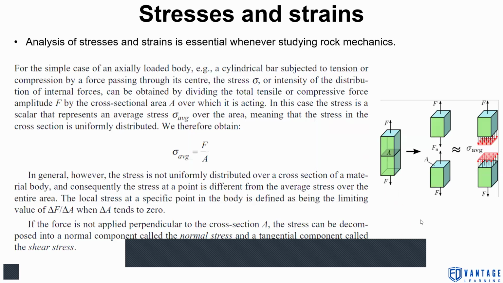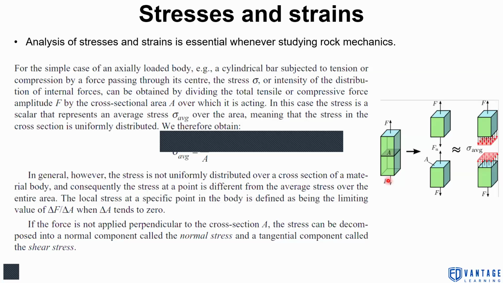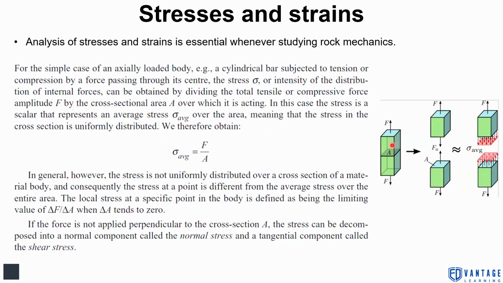I'll remove. Okay, so the local stress at any point in the body is defined as the limiting value of delta F by delta A. So delta F is the change in force and delta A is the change in area, and this delta A tends to 0 because I'm looking at a point, and the point won't have any area to measure.